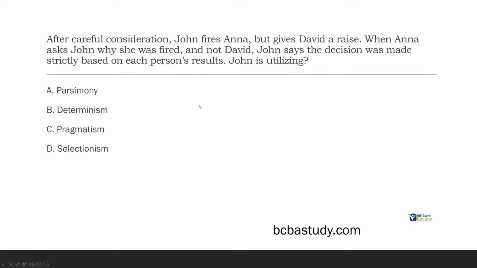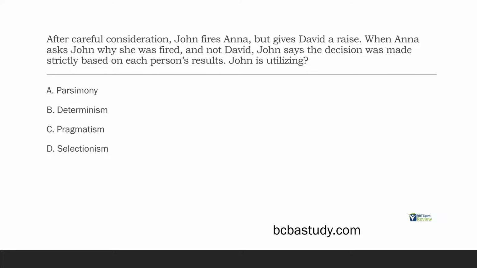Parsimony is the simplest explanation with the least amount of assumptions. We're not sure if this is the simplest explanation. Okay, we're not sure about all the other things. Nothing indicates that John is using the simplest explanation first. Okay, maybe the results were very complicated. There's nothing indicating John is being parsimonious here.